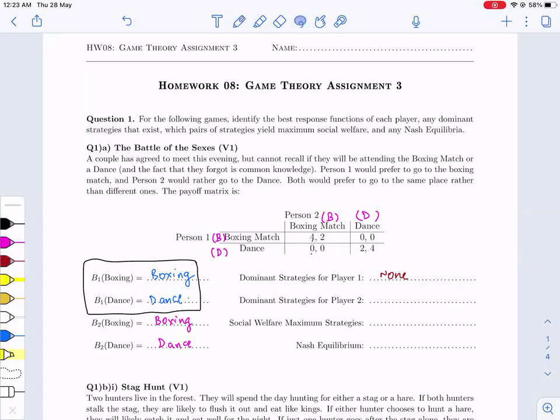Similarly, you look for dominant strategies for player 2. That means you're looking at this box here. Again, there are no dominant strategies for player 2.